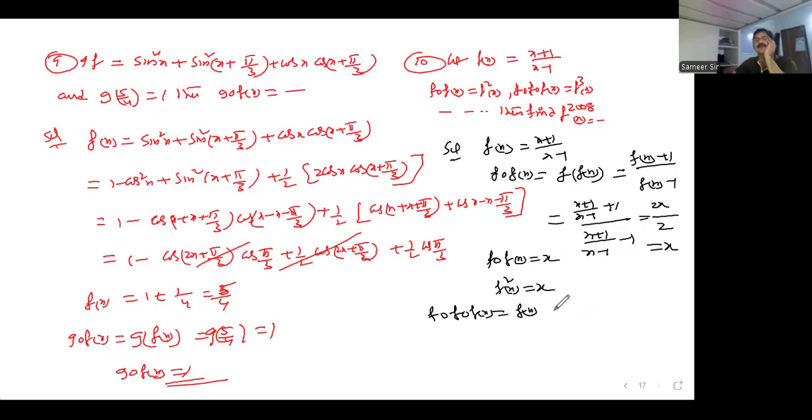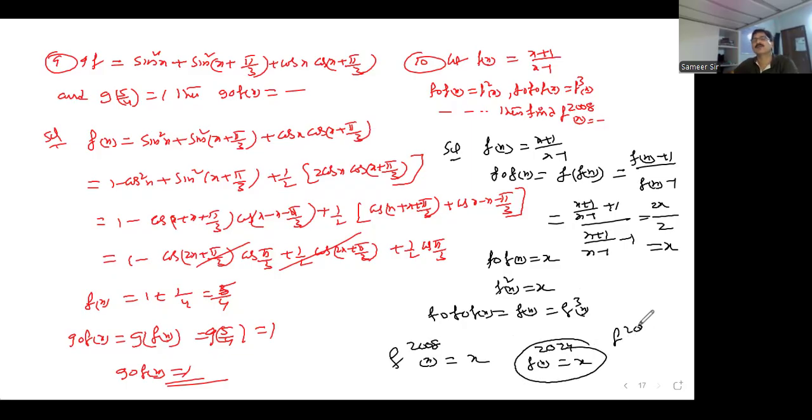So f circle f of x becomes what? f of x. That means f cube of x is f of x. f4 of x is again the same x. So f 2008 of x, if I say, then it becomes x. For even powers you are getting x, or for odd you are getting f of x. So if I say 2008 or 2024, then your answer is x only. If I say 2025, then your answer is f of x. Okay, be careful with this one. We'll move on to the next one.